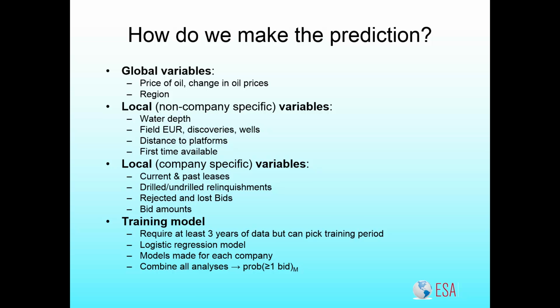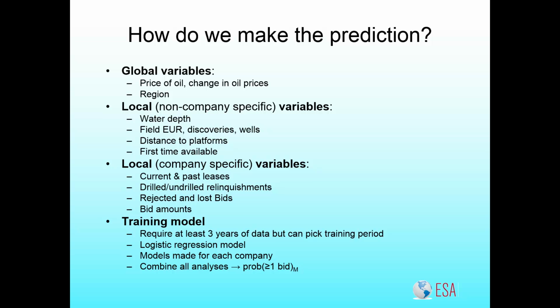So our training model requires at least 3 years of data, but you can pick your training period. But we require 3 years just because we want to make sure there's enough data to make a valid model. The specific model is a logistic regression model. This is something that's used pretty commonly if you're looking at probabilities and you want to get an idea of something that's likely to happen.